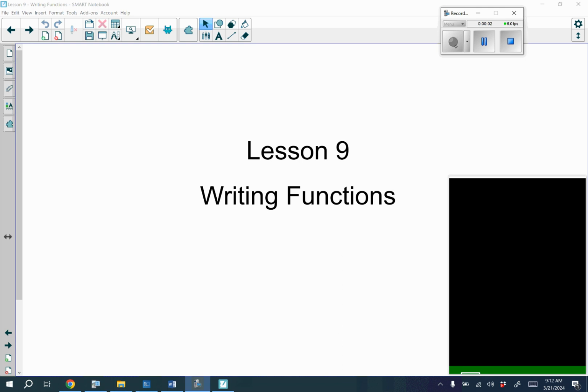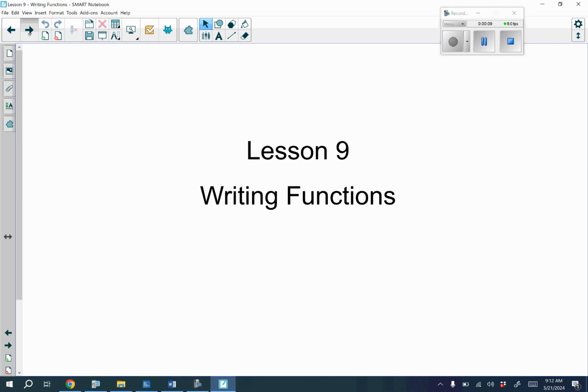Hey guys, so here is part 1 of the lesson 9 notes. We're going to be talking about writing functions in both exponential and power function forms.